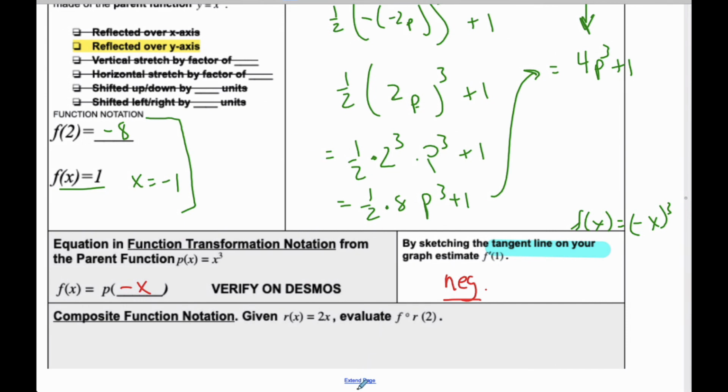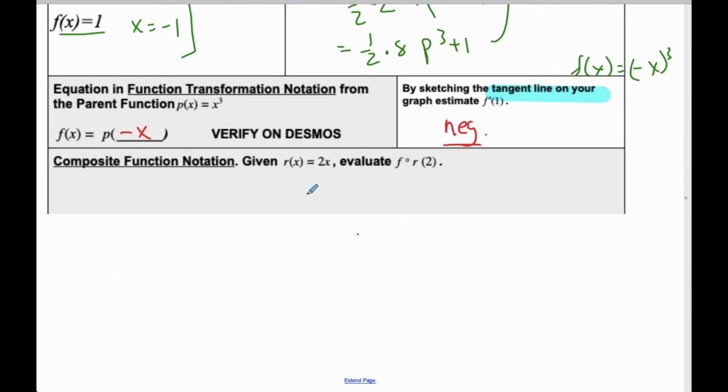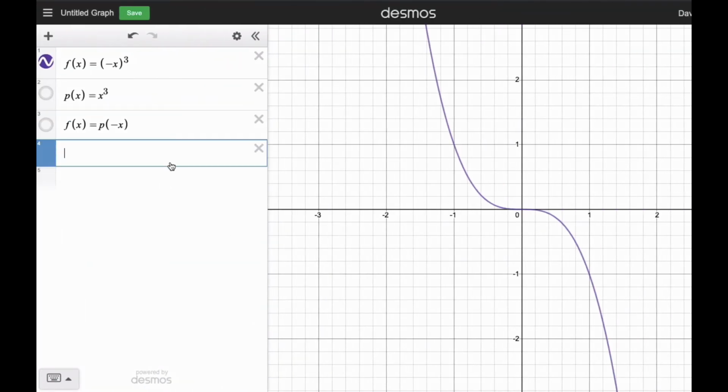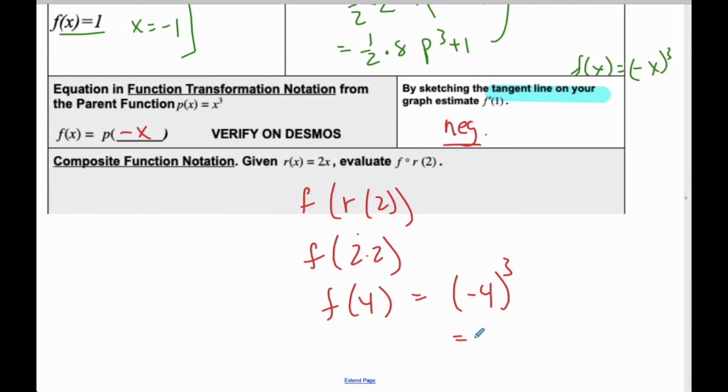And then finally, the last bit, we are going to evaluate this f of r of 2. Well, r is here, so that's going to be f of 2 times 2, which is f at 4. Plugging it into here, I get negative 4 to the power of 3, which is, oh, I have to use my calculator for that. Let's just say 4 to the power of 1 divided by 3, 1.587, so negative 1.59 to 3 significant figures, and that is all we have to do.